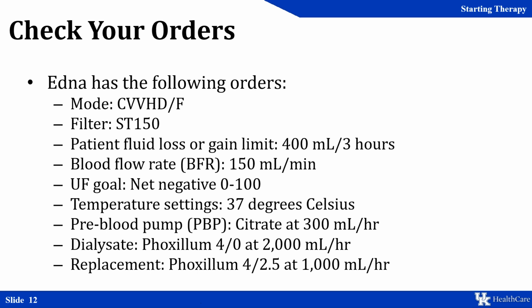The blood flow rate is 150 mils per minute, and note that this is the only mils per minute instead of mils per hour. Our ultrafiltrate goal was net negative 0 to 100. What this goal is really saying is even to net negative 100. Temperature setting is 37 degrees Celsius, with a pre-blood pump running citrate at 300 mils per hour, the dialysate being Phoxillum 4.0 at 2000 mils per hour, and dialysate being Phoxillum 4.2.5 at 1000 mils per hour.